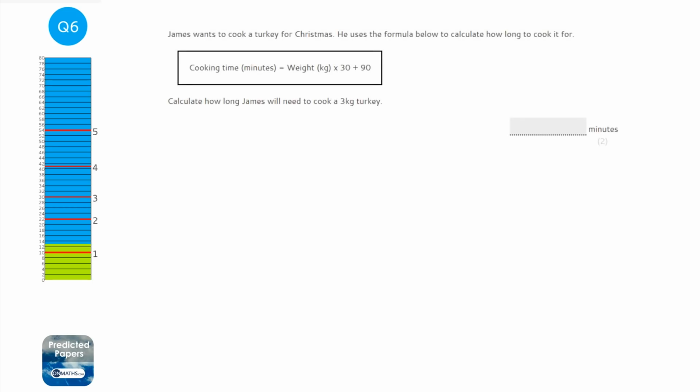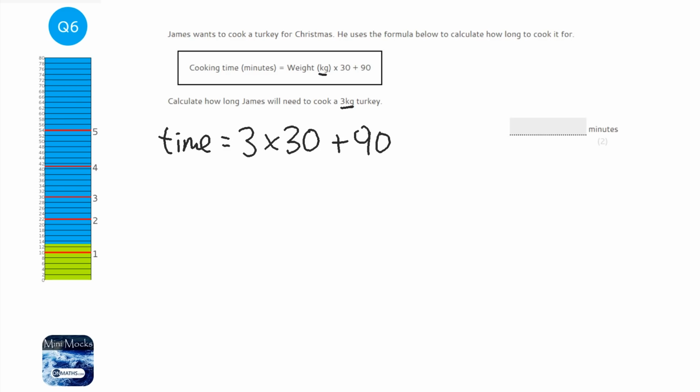So we're given a basic formula to work out how long this turkey is going to take to cook. It says that the cooking time, so we can just call that time, is the weight, which it says is a 3 kilogram turkey, and just check that the units are the same, which they are. So it's 3 times 30, then add 90. 3 times 30 is 90, and 90 plus 90 is 180.